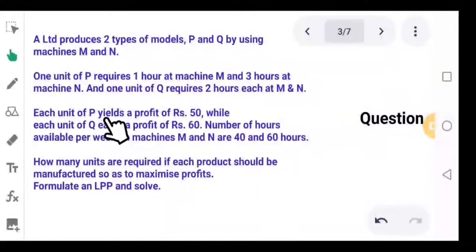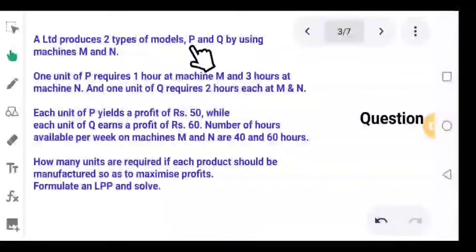Each unit of P yields a profit of rupees 50. If I am producing P, per unit I am going to get a profit of 50. That means if I produce 2 units, I get a profit of 100. 3 units, 150. 4 units, 200. So that's what they're saying. For per unit, we'll get a profit of rupees 50.